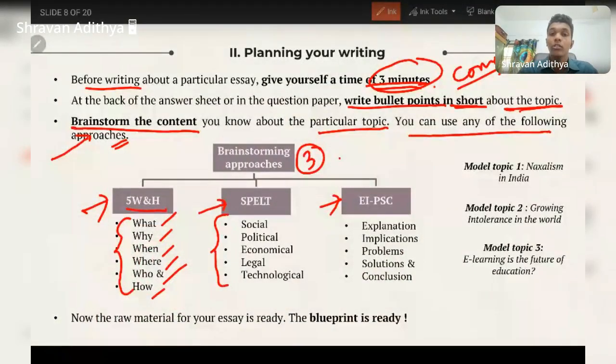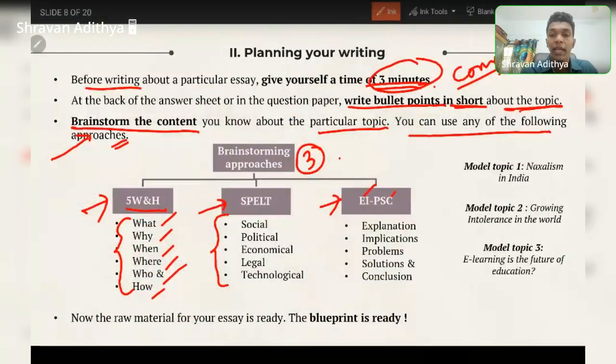The next approach is about looking at the topic from different perspectives: social, political, economic, legal, and technological. This is the famous SPELT approach. You can write down your points based on this SPELT approach.